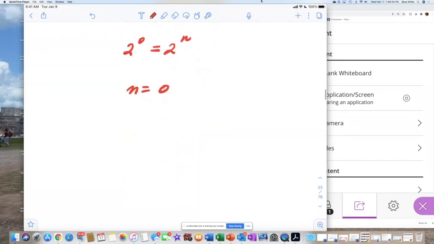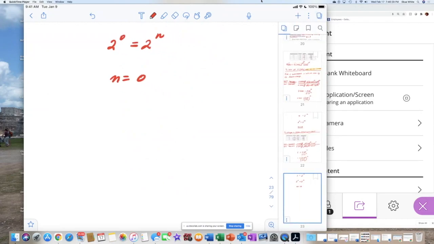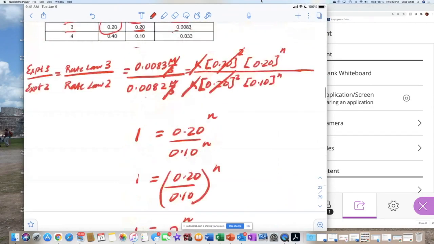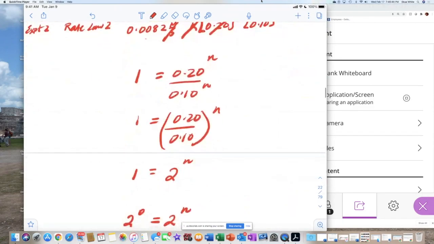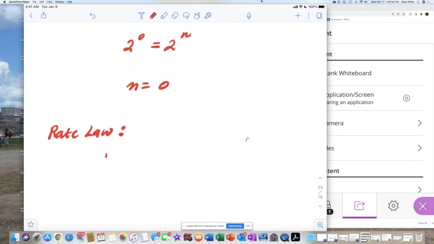Okay. Have we answered the question yet? No. All we did was figure out the orders of the reaction. So what do these orders mean, by the way? Let me write the rate law, and then I'll tell you what it means. Now that I have these, I can write my rate law. You remember, you leave the word rate as rate.